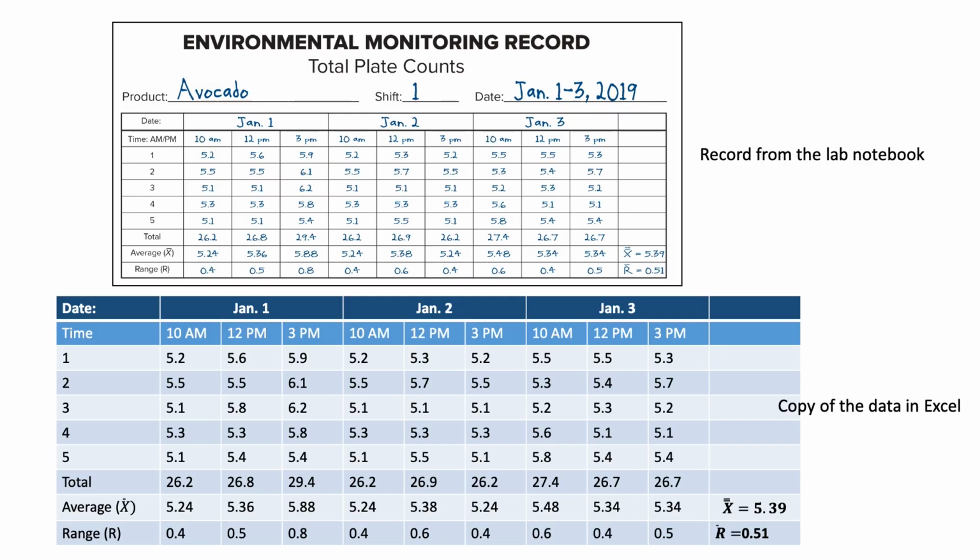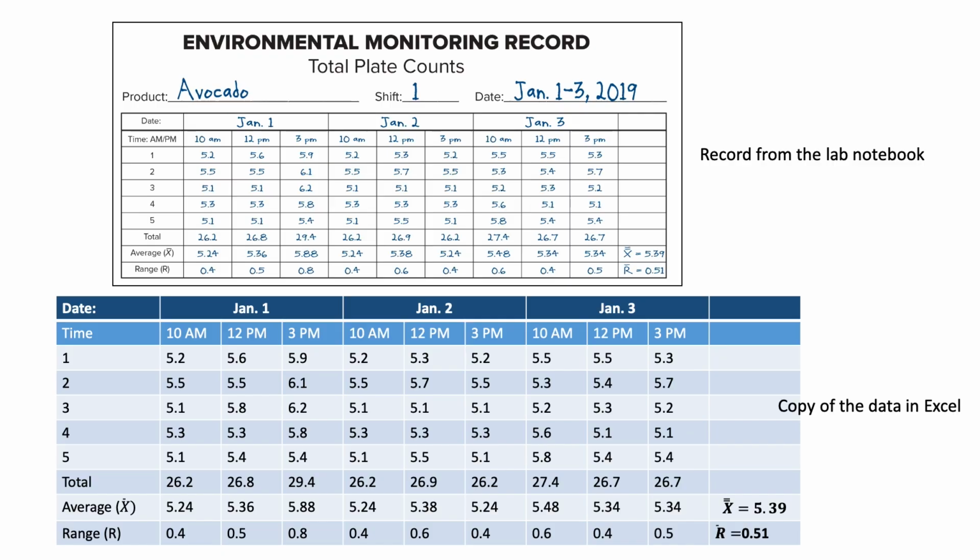An intensive environmental monitoring program was implemented before the company started production. For this pilot trial, 5 swab samples were taken from 5 sampling spots at each time point. The total aerobic plate counts were obtained by plating. The sampling was done at 10 a.m., 12 p.m., and 3 p.m. each day for 3 days.